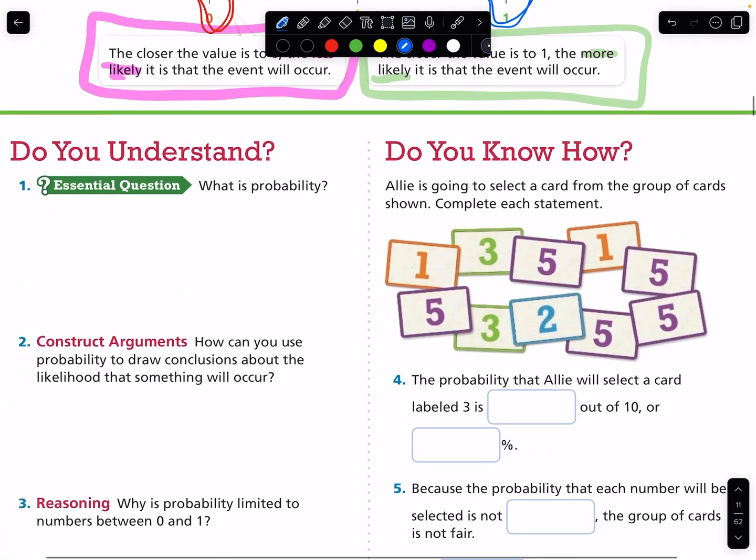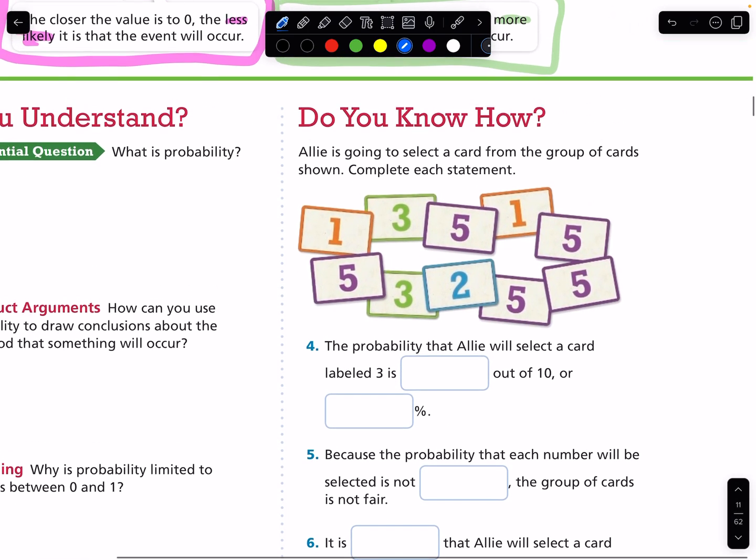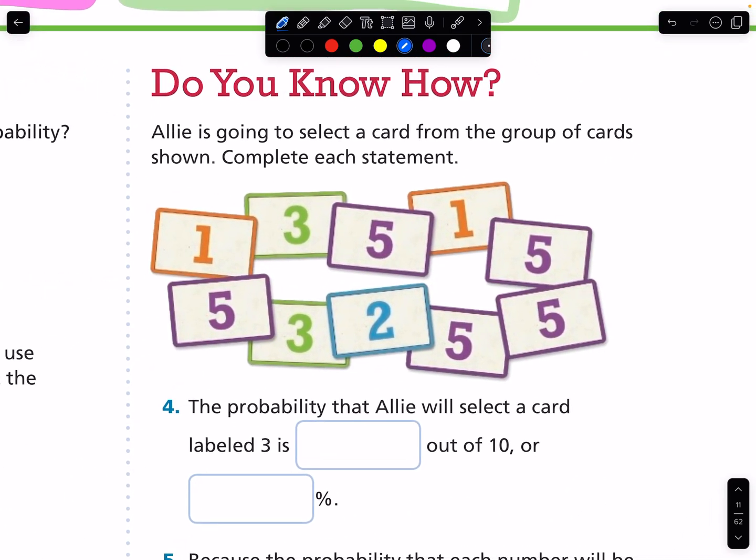All right, now we're going to do the do you know how. I'm not going to worry about the other ones. It says, Allie is going to select a card from the group of cards shown.